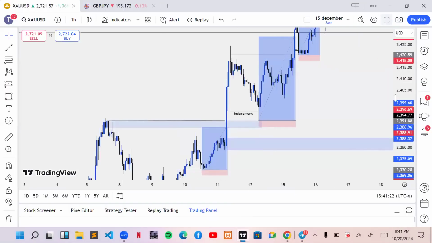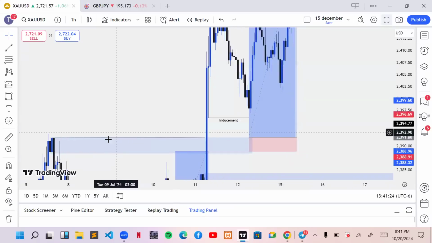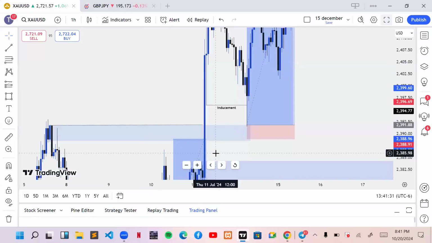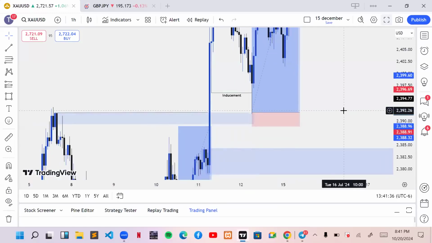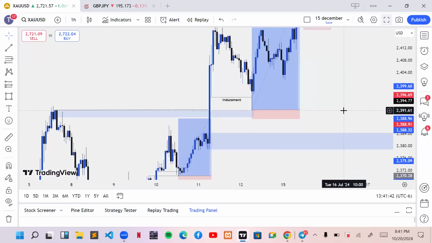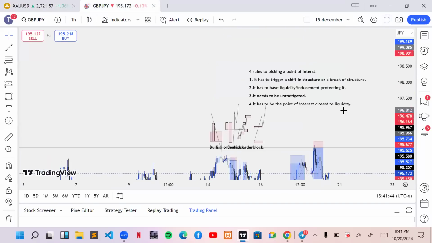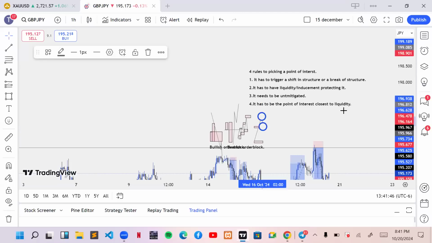And if you pay attention, once price tapped into that breaker block, it started reversing immediately. There was no drawdown on the trade or any kind of loss, because you have to pay attention to know which point of interest you're going to make use of, to minimize your losses. People are flipping accounts and all these things, but you have to pay attention to know which point of interest you're going to use by paying attention to all these rules. Get these rules down, take a screenshot or write it down.